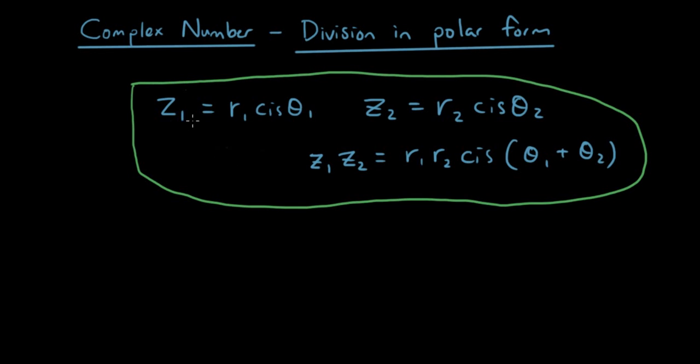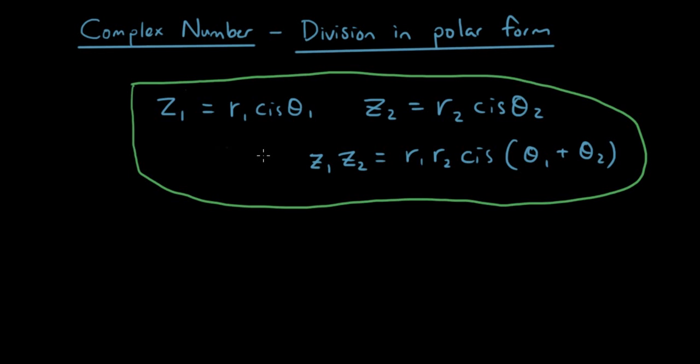So if Z1 is equal to R1 cis theta 1, where R1 is the magnitude and theta 1 is the argument, and we have another complex number Z2 where the magnitude is R2 and the argument is theta 2, then if you multiply the two complex numbers together, you get another complex number where the magnitude is the product of the two magnitudes, and the resulting argument is the sum of the two original arguments.